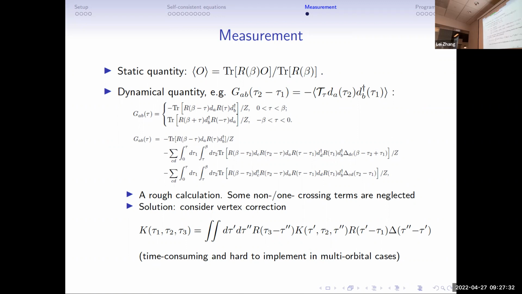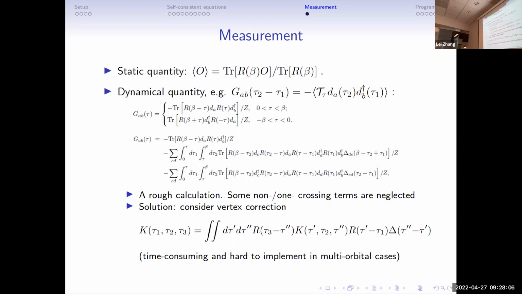We can also evaluate the dynamical quantity, for example the single particle Green function, using these two expressions. This one is for the NCA, and this one is the improvement for the OCA. That's what I use in my code, but there's a disadvantage: these two equations don't take the vertex correction into account.